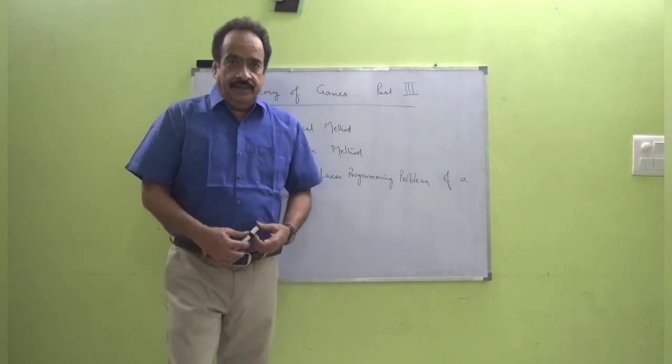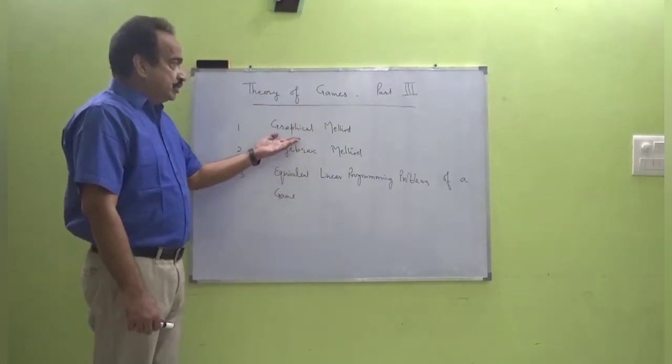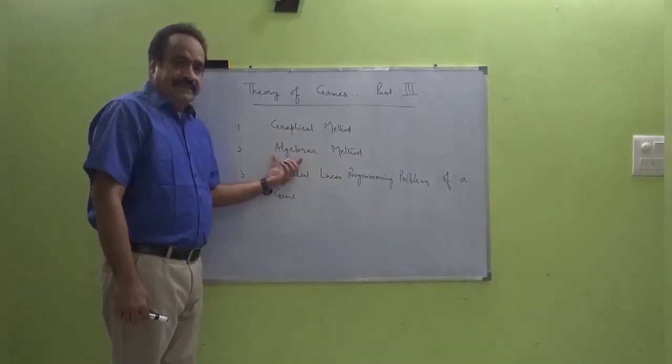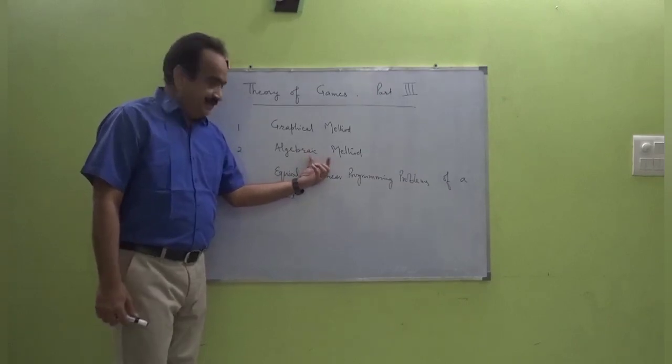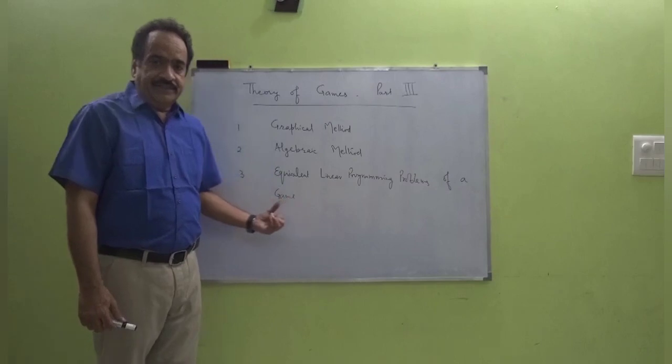Hello everyone. In this concluding video of theory of games, we are going to cover the graphical method, then the algebraic method. We'll just have an outline of this method, and then equivalent linear programming problems of a game.